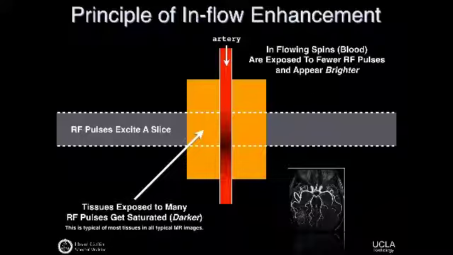Another way to understand it is as follows. Here we have, say, the anatomy of interest with an artery flowing through it, and RF pulses are used to excite a very particular slice. The inflowing spins, in this case blood or arterial blood, are exposed to fewer RF pulses and they consequently appear bright. Whereas tissues are exposed to many, many RF pulses, so they get saturated or they ultimately get darker.